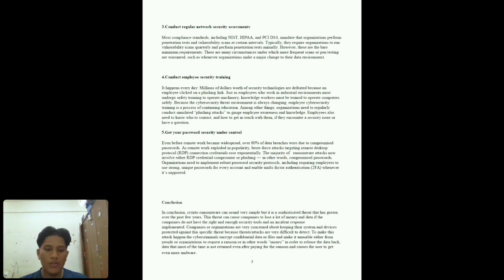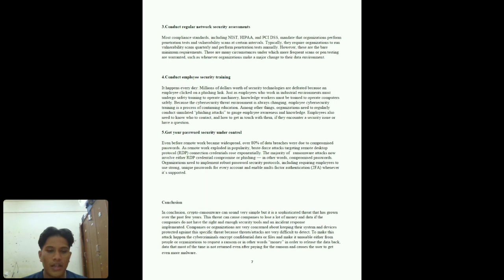Conclusion. In conclusion, crypto ransomware can sound very simple, but it is a sophisticated threat that has grown over the past few years. This threat can cause companies to lose a lot of money and data if the companies do not have the right and enough security tools and incident response implemented. Companies and organizations are very concerned about keeping their systems and devices protected against this specific threat because the attacks are very difficult to detect.